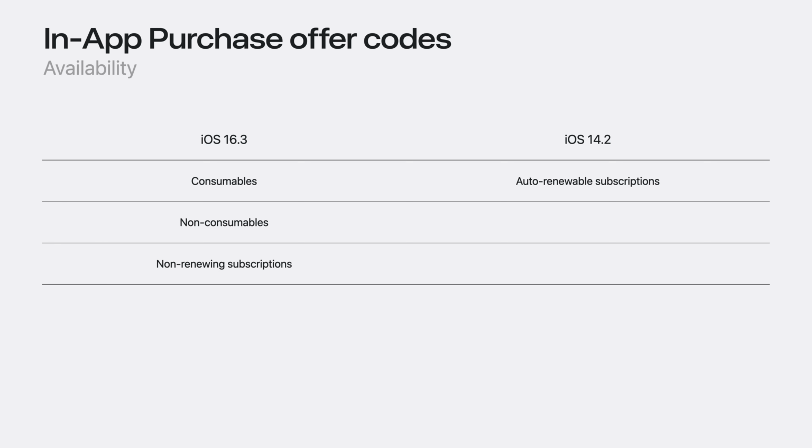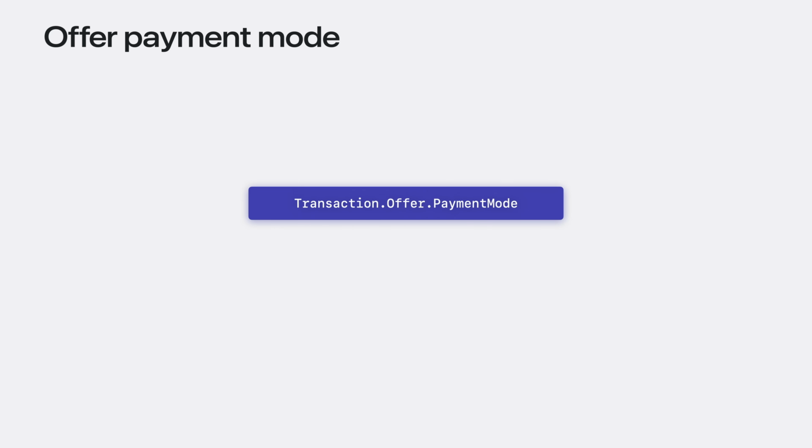The transaction generated by a successful offer code redemption is available on any OS version using the StoreKit 2 APIs. If your app supports even earlier OS versions, customers can redeem offer codes for auto-renewable subscriptions all the way back to iOS 14.2. To support offer code redemptions for product types other than auto-renewable subscriptions, we introduced a new payment mode on the transaction.offer.payment mode type.